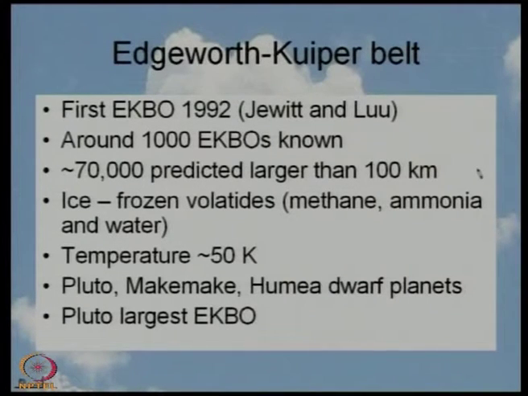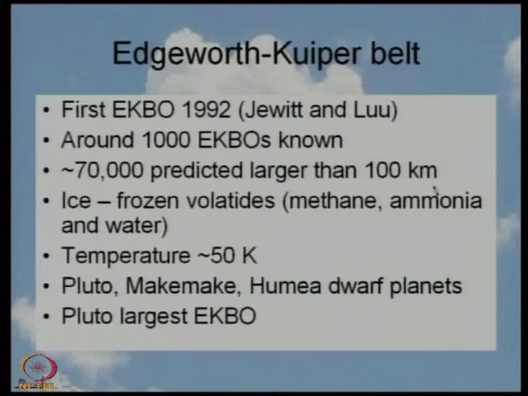Okay. So, it is a tremendous repository of small objects, and these objects, the members of the Kuiper belt, are mainly ice. So, they are frozen volatiles: frozen ammonia gas, methane and water. These outer parts are extremely cold, with temperatures estimated to be around 50 Kelvin, which is pretty cold.